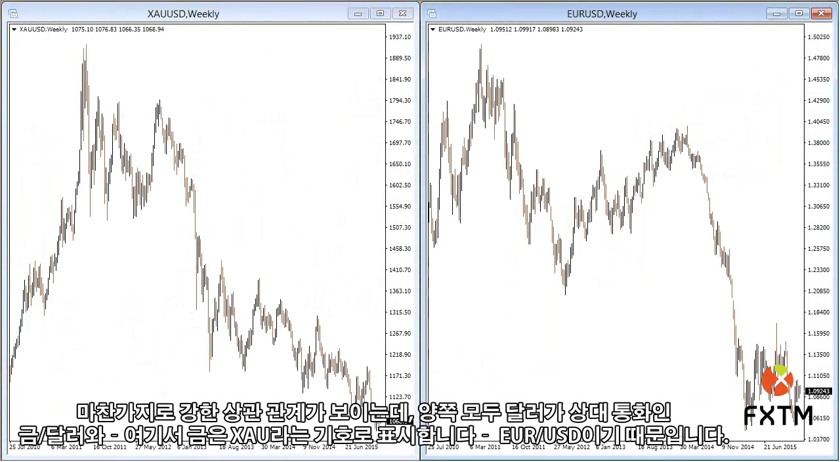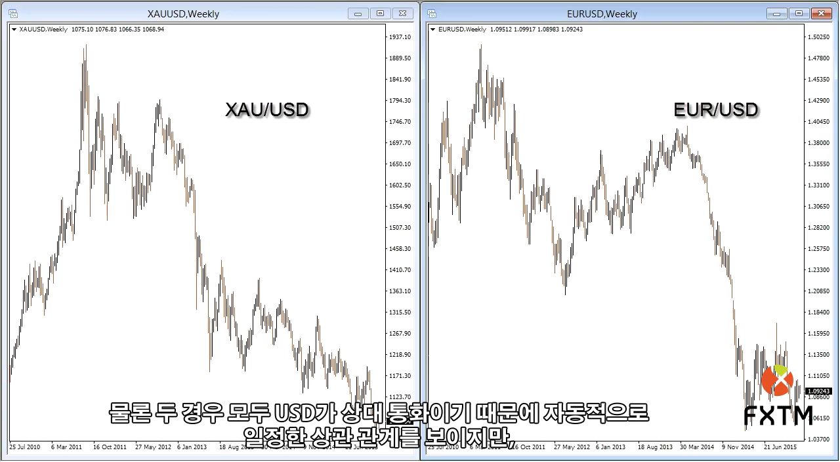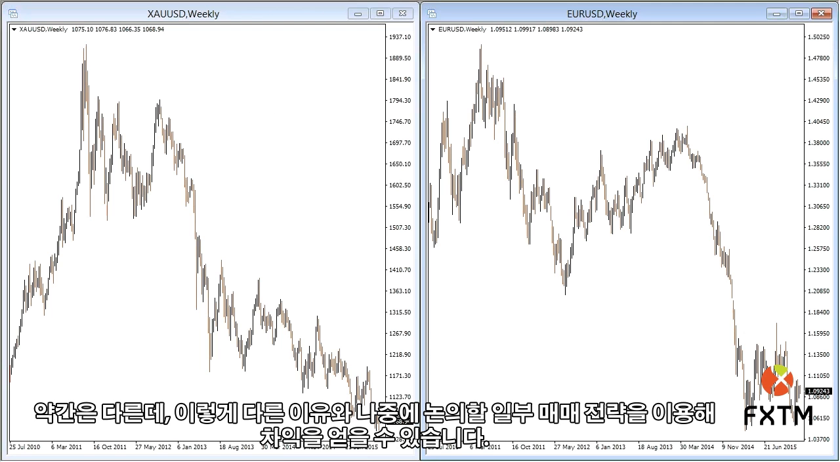Now, similarly, there is a tight correlation, because they're both contrasted with the dollar, between gold to the dollar, which here I have as the symbol XAU to the US dollar, and the euro to the US dollar. Because the US dollar is the quote in both cases, they are going to share a certain amount of correlation automatically, but they will differ a little bit, and we can take advantage of the reasons why they may differ in some trading strategies that we're going to discuss later in the video.